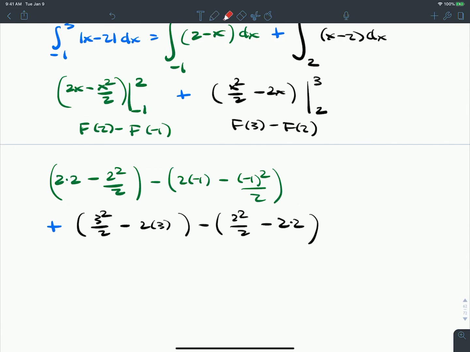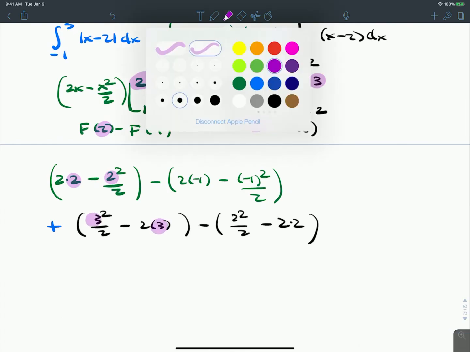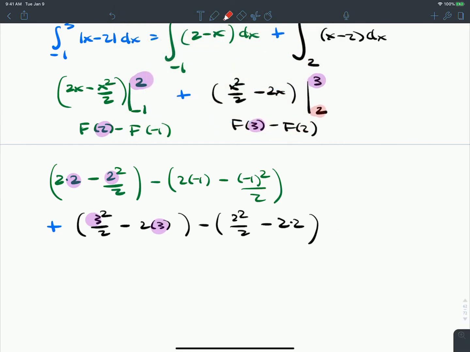So double check these limits here. Upper limit is in purple. Plug in 2, plug in 2. Upper limit here in purple, 3. You're going to plug in 3, plug in 3. Lower limit is in red. So for the green integral, negative 1 is here and here. For the black integral, lower limit is 2 here and there.